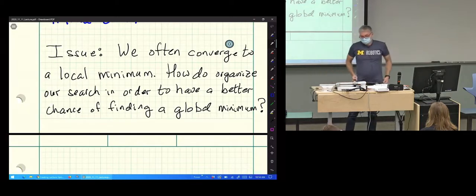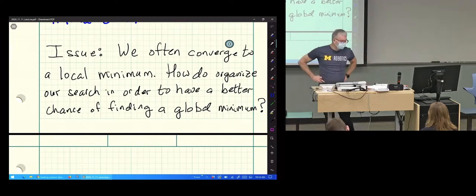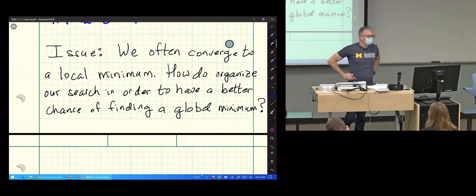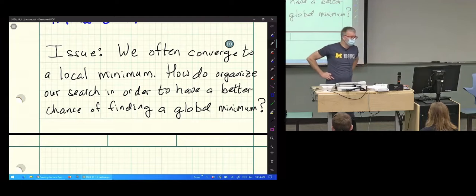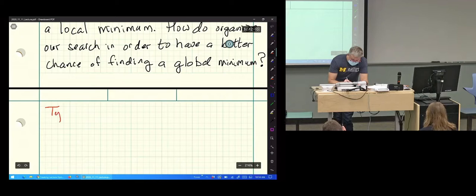Okay, so that's the, well, when $69,000 was a lot of money, that was the $69,000 question. I guess now it's the $69 billion question. Finding the global minimum. So typically this is what people do, okay? This is the typical approach.